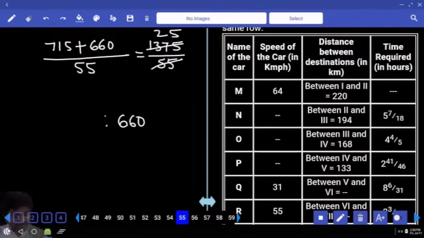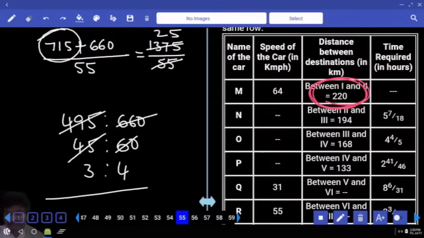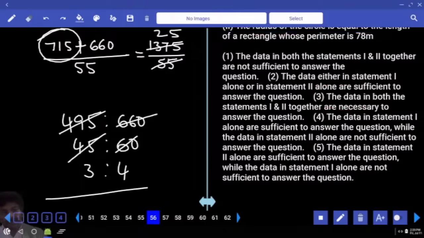Out of 715, this 1 to 2 of 220 is also there. Now we don't need 220. Am I right? First subtract 215, then you can subtract 5 later. From this, if you subtract 215, how much is there? From 500, again you have to subtract 5 more. 495. 11, 45 times. 11, 60 times. 15, 3 times. 4 times. 3 is to 4. Over.